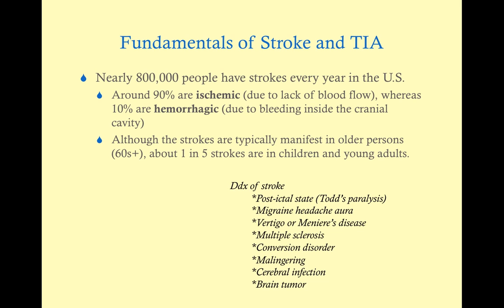It can be confused with migraine headache auras that can cause changes in the visual field. It can be confused with vertigo or Meniere's disease, multiple sclerosis, conversion disorder, malingering, cerebral infection, and brain tumor. So those are some things to keep in mind. Of course, stroke is deadly. Most of these other ones are not deadly, at least acutely.